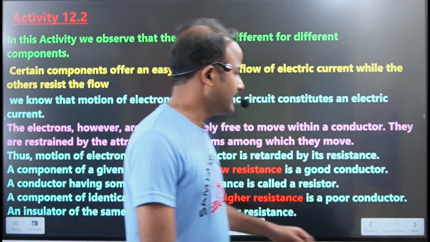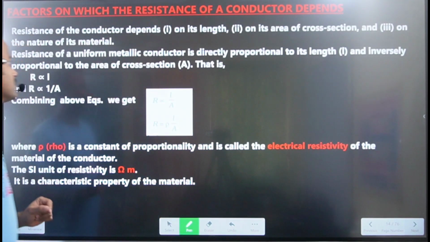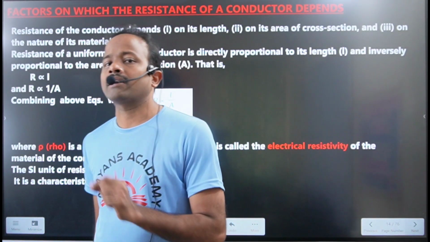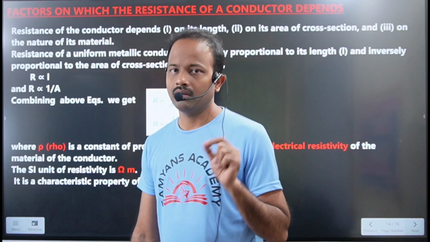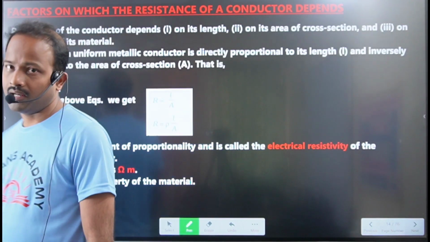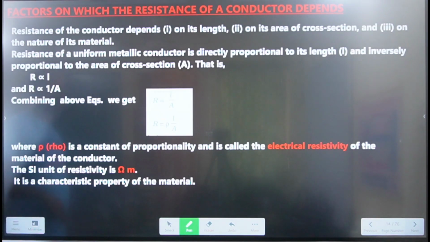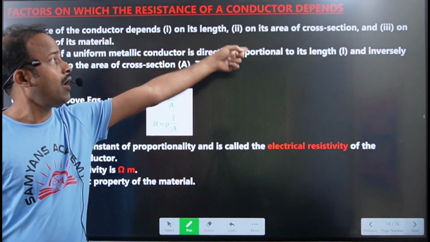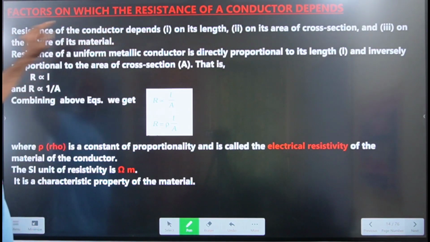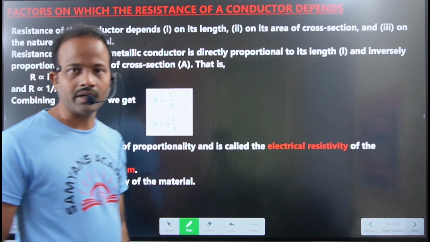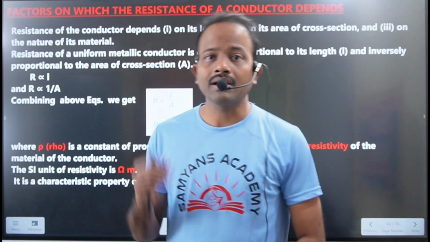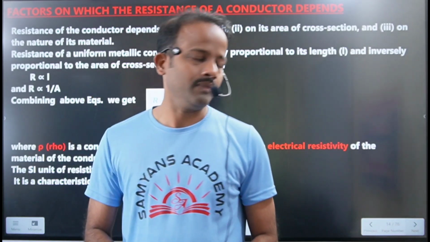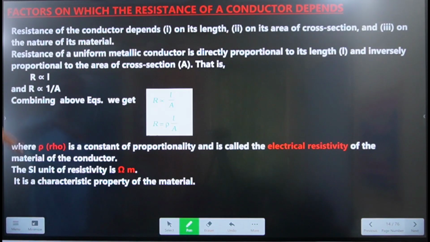Okay, so then move on to the next concept, that is factors on which the resistance of a conductor depends. Okay, resistance అనేది ఏ ఫ్యాక్టర్స్ పైన డిపెండ్ అవుతుంది. అక్కడ మనకి 3 ఫ్యాక్టర్స్ ఉన్నాయి. ఏంటవి? ఒకటి లెంత్, ఇంకొకటి ఏరియా, ఇంకొకటి నేచర్ ఆఫ్ ద మెటీరియల్. Resistance of the conductor depends on its length, on its area of cross section, and on the nature of its material. Okay, resistance అనేది 3 things పైన డిపెండ్ అవుతుంది. ఒకటి లెంత్ పైన, ఒకటి ఏరియా పైన, ఇంకోటి నేచర్ ఆఫ్ మెటీరియల్ పైన. ఏ విధంగా డిపెండ్ అవుతుందో చూద్దాం. Then let us see how these things depend on the resistance.